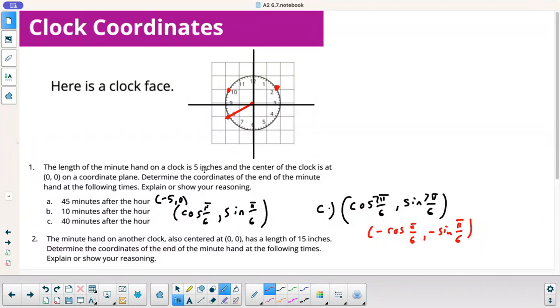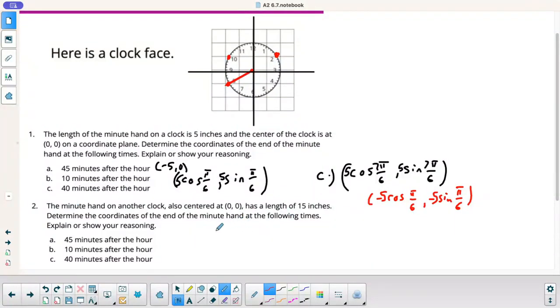All right, the minute hand. Oh, you know what I forgot to do? Shoot, I forgot to times them by 5. Sorry. Because that would be for the unit circle with a radius of 1 unit. This is on a radius of 5. So you'd have to multiply it by 5 to extend it out on a bigger circle. Okay, so sorry about that.